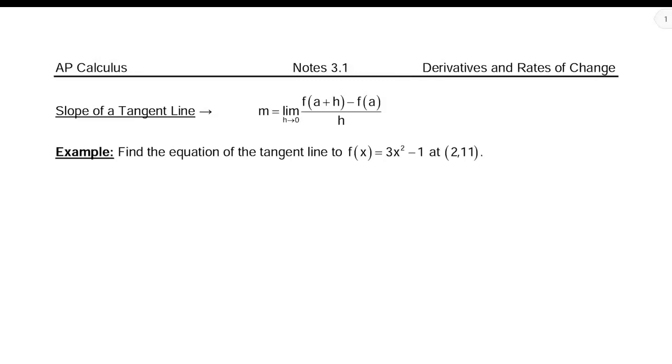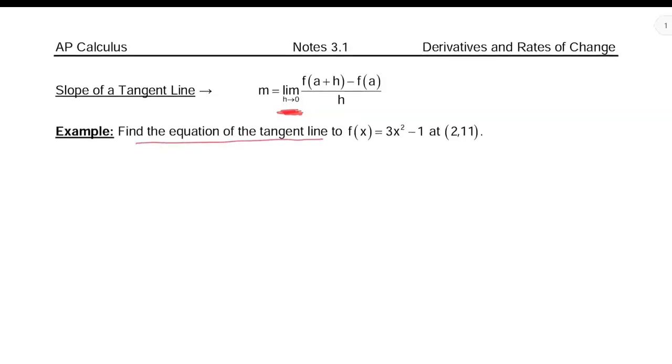3.1 is about derivatives and rates of change. The slope of a tangent line is a limit as h approaches 0 of f of a plus h minus f of a over h. We're going to use this formula for slope to find the equation of the tangent line.